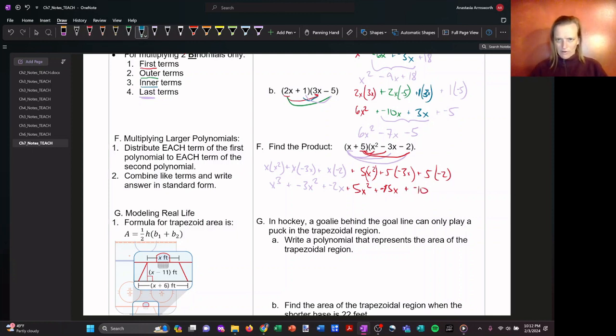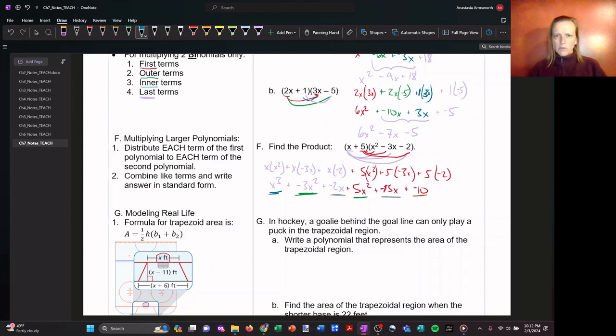What like terms do we have here that we can combine? This is my only x cubed, but I've got an x squared here and an x squared here. I have a negative 2x here and a negative 15x here. And then I have a negative 10 all by itself.